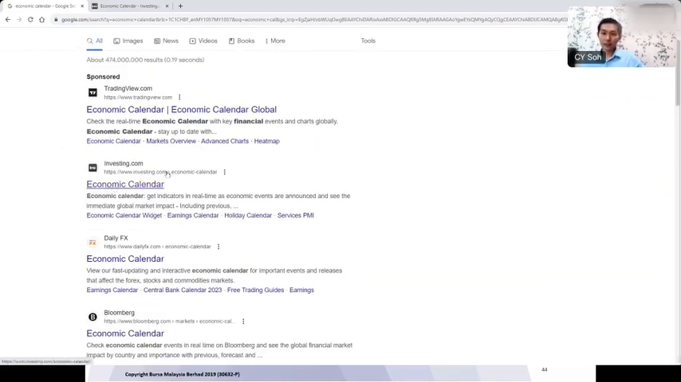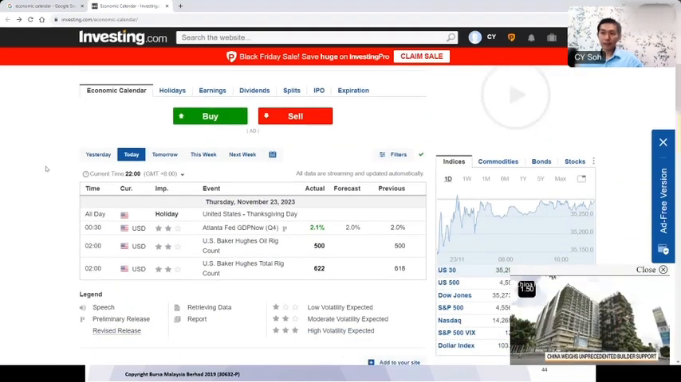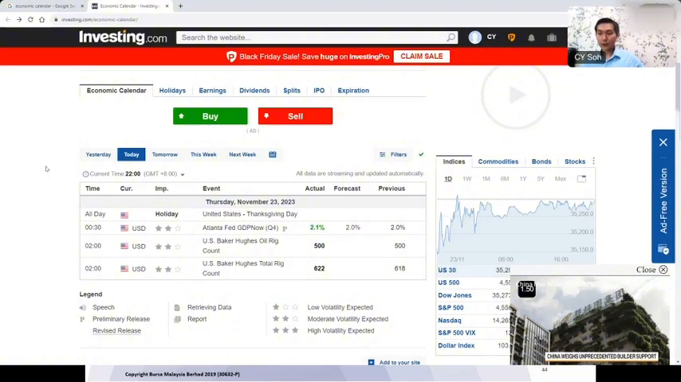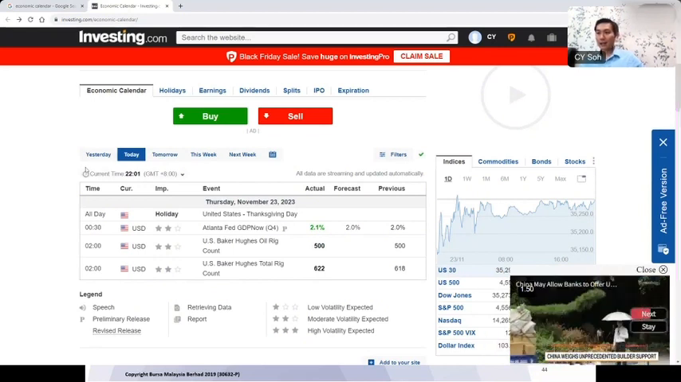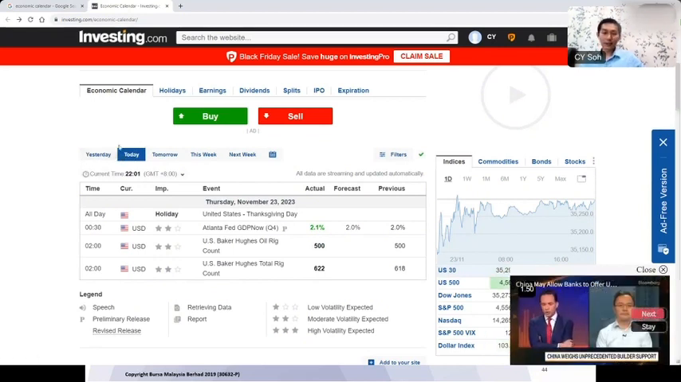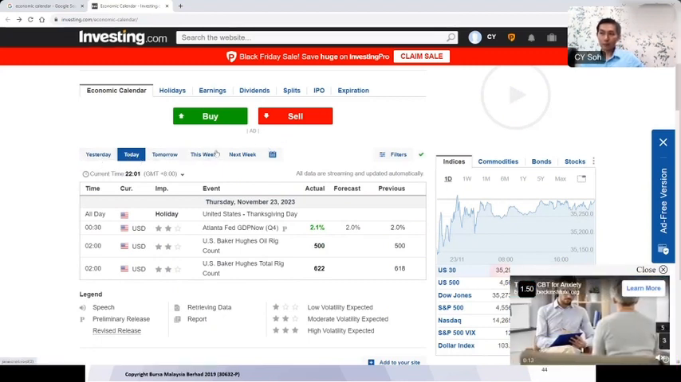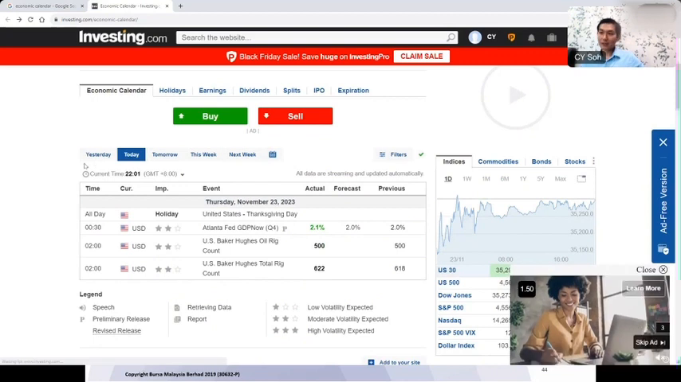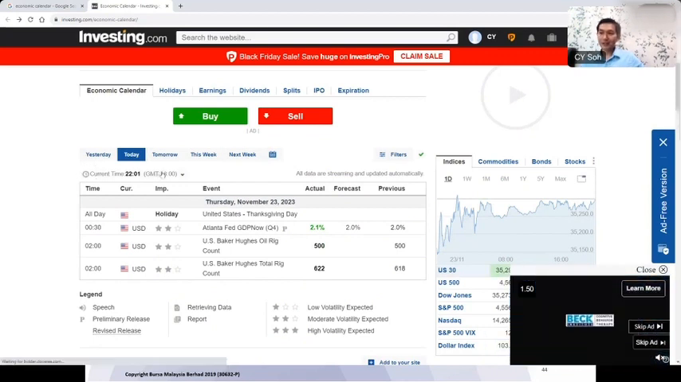So for example, here we are going to look at investing.com, the economic calendar. Once you enter here, it will bring you to this particular page, and there are several things that you need to do so that you are able to access the information properly. Now here you can see that the economic calendar can be sorted by today, tomorrow, next week, or even next week.